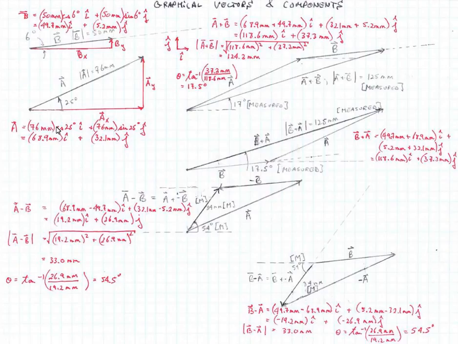And so if we compute the cosines and do the multiplications, A can be expressed in component form as 68.9 millimeters I hat plus 32.1 millimeters J hat.